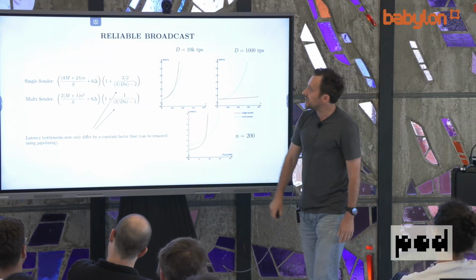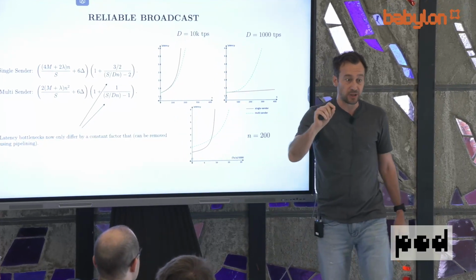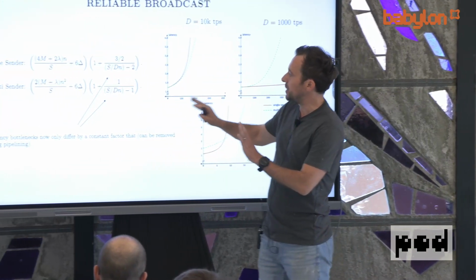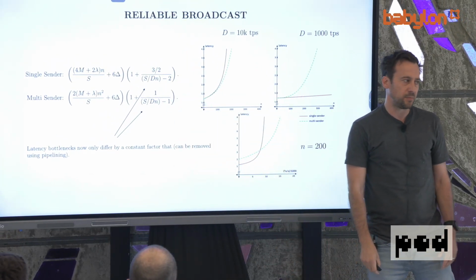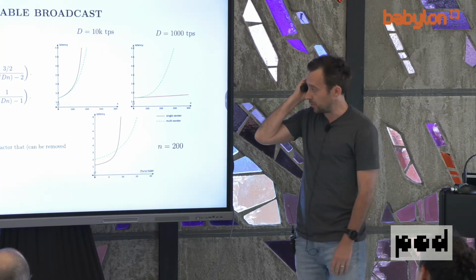The important point is that in the case of reliable broadcast, the factor n difference in the latency bottleneck disappears. It depends how you implement the protocol, but basically here we have a factor 2 difference in where the latency bottleneck appears. And actually you can get rid of that using pipelining if you want to.